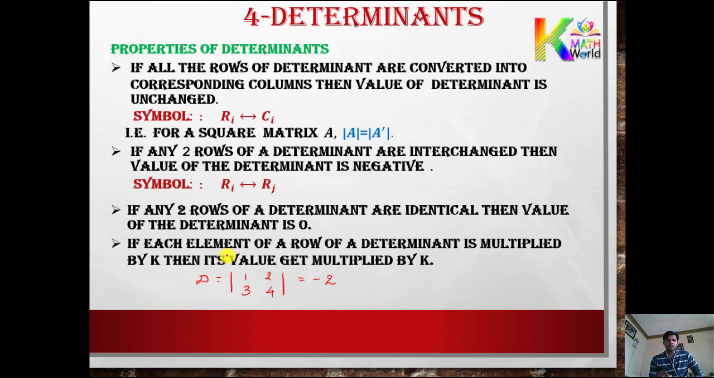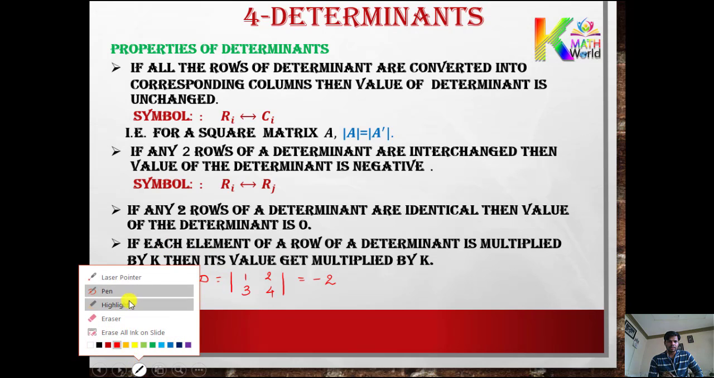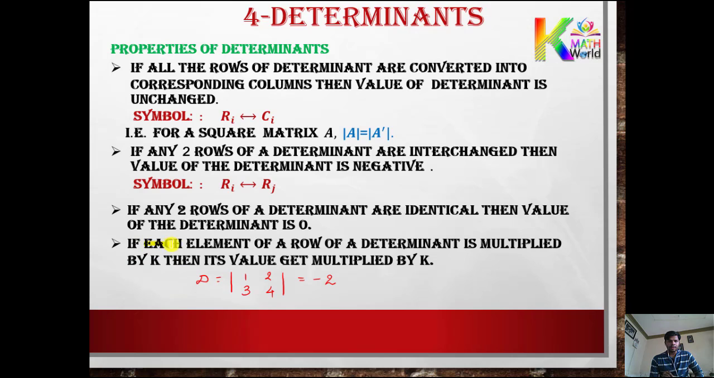Now what is given here? Each element of a row of a determinant is multiplied by k. Each element of a row, any row, gets multiplied by k. K may be any value. Then its value gets multiplied by k. It means the value of the determinant gets multiplied by k.